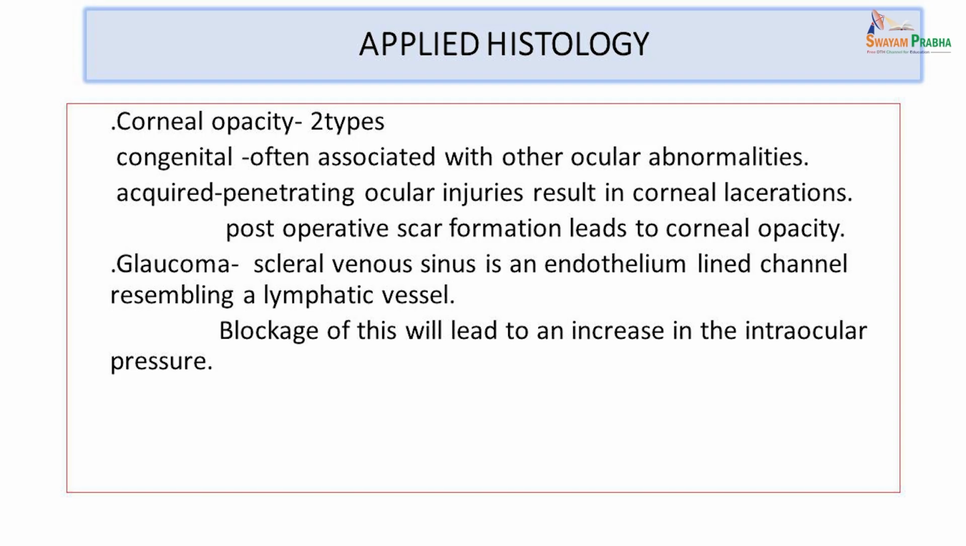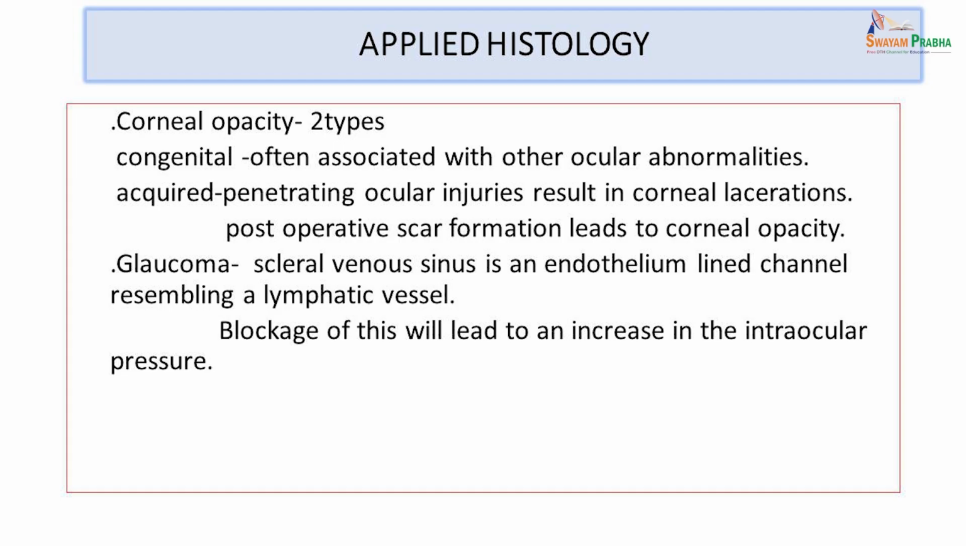We are going to see the applied histology of the cornea and sclerocorneal junction. The term corneal opacity means loss of transparency of the cornea. Corneal opacity can be of two types, congenital and acquired. The congenital type is usually associated with other ocular abnormalities. The acquired type is mainly due to penetrating ocular injuries resulting in corneal lacerations. Post-operative scar formation in these cases will lead to corneal opacities.